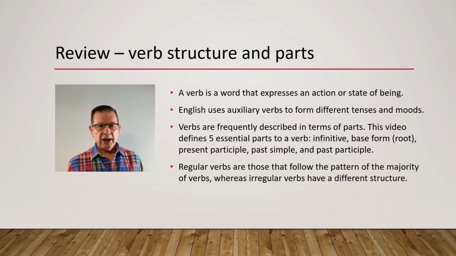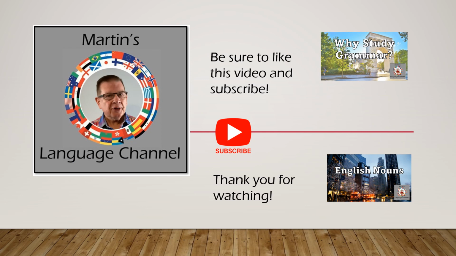Now let's review what we have learned about the structure and parts of a verb. A verb is a word that expresses an action or state of being. English uses auxiliary verbs to form different tenses and moods. Verbs are frequently described in terms of parts. This video defines 5 essential parts to a verb: infinitive, base form or root, present participle, past simple, and past participle. Regular verbs are those that follow the pattern of the majority of verbs, whereas irregular verbs have a different structure. So that wraps it up for today's video on the structure and parts of a verb.